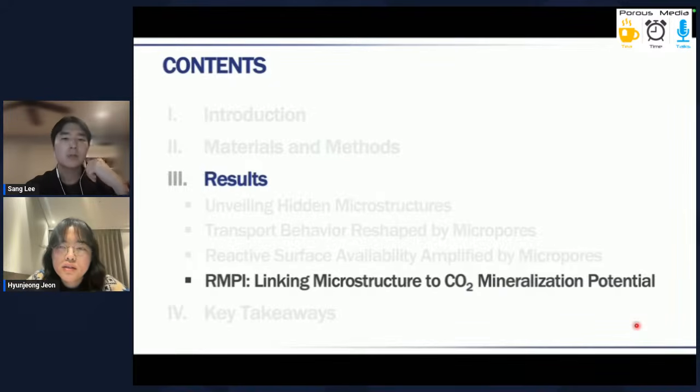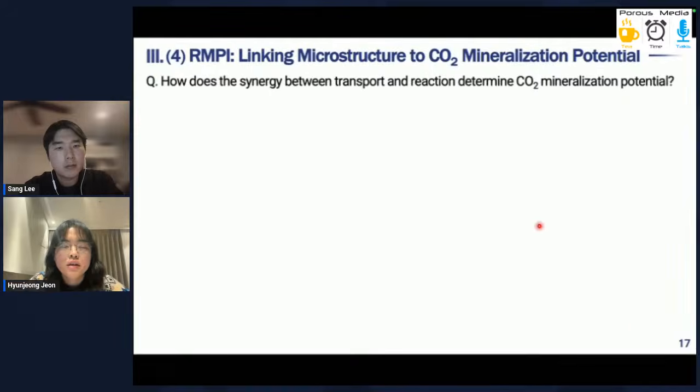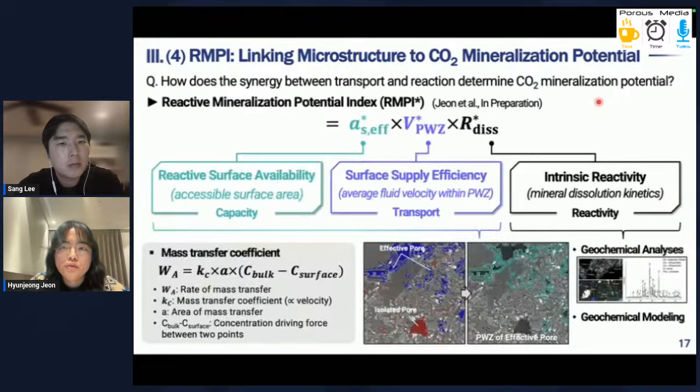These findings lead us to a fundamental question. How do these microstructural influences ultimately govern the CO2 mineralization potential? Specifically, how does the synergy between transport and reaction, which are dictated by the microstructures, determine the CO2 mineralization potential? To answer this, we developed a new framework, the Reactive Mineralization Potential Index, RMPI.